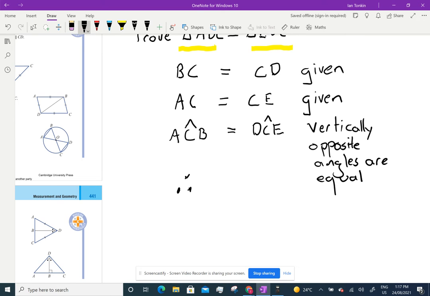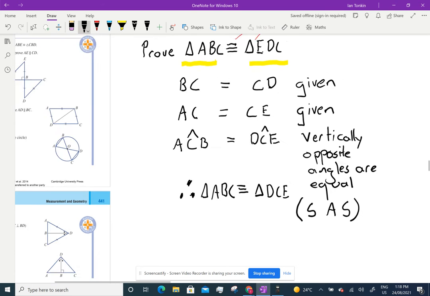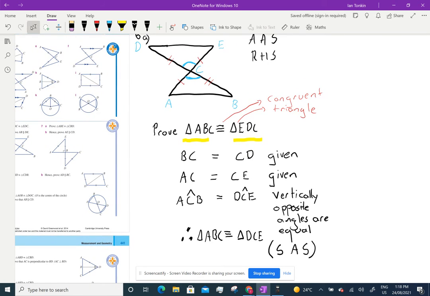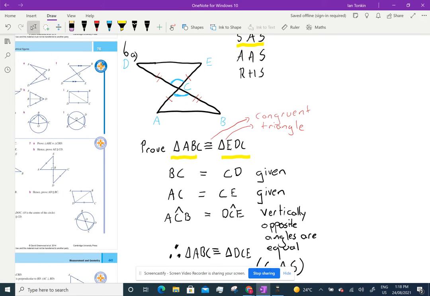Therefore, triangle ABC is congruent to triangle DCE, but we've got to write a reason, and we can use our little abbreviation for this, side, angle, side, because we've got two sides and the angle in between, and that is your proof.